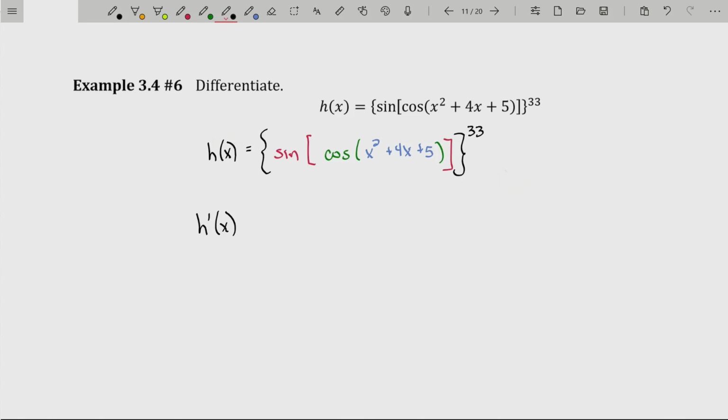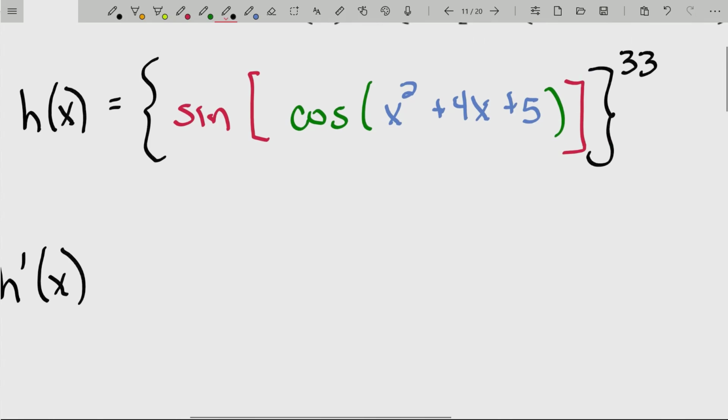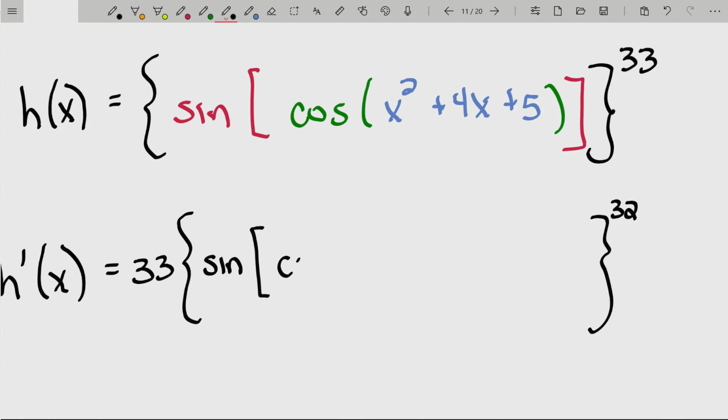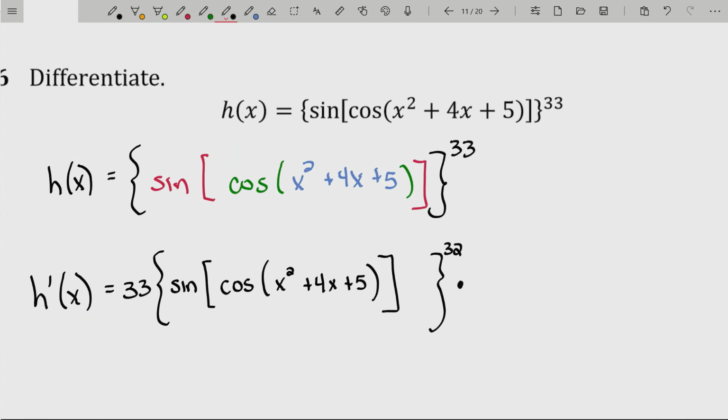Just like you would peel an onion, outermost layer first. What is the derivative of something to the 33rd? You're right, if you said it. 33 times that something to the 32nd. Well, what was the something? You could just rewrite that. I'm going to use just black ink to rewrite that. Sine of cosine of x squared plus 4x plus 5. Now, to this derivative, I will attach the derivatives of what's inside. So here I go. I'm attaching to that.